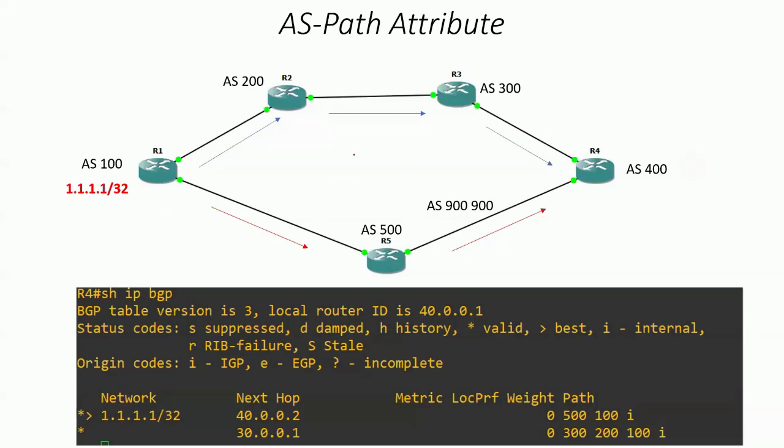Now, let's say I want to make not R5 my preferred path, but R2 and R3. By the algorithm, when R4 receives this route, it will definitely prefer R5, because it is traversing only one autonomous system. But as a network engineer, sometimes it is required to manipulate the path in order to switch it to the other side.